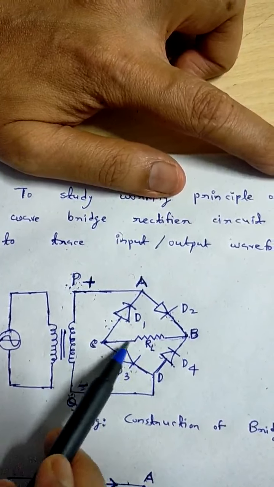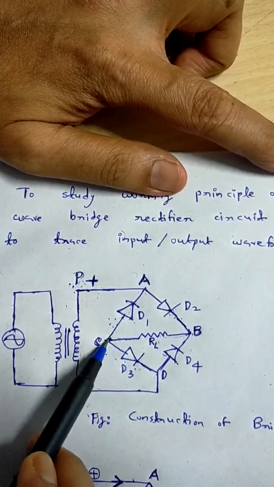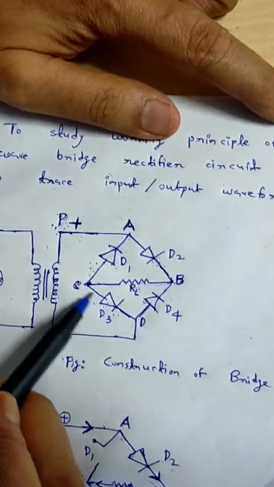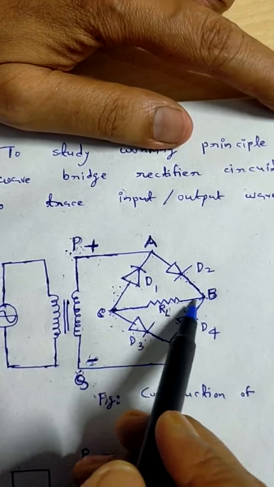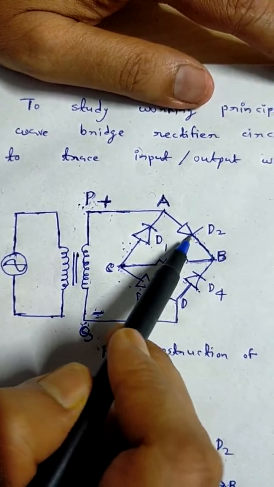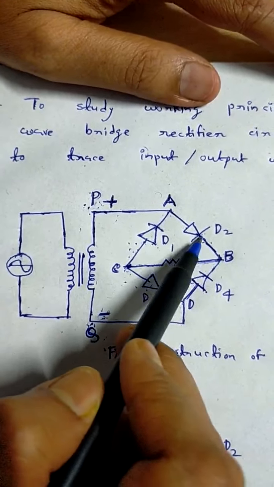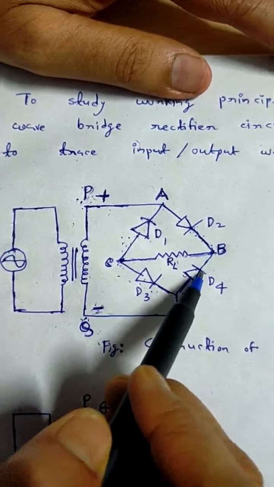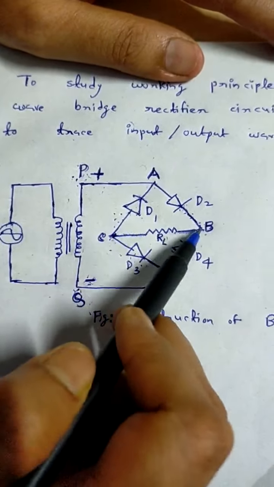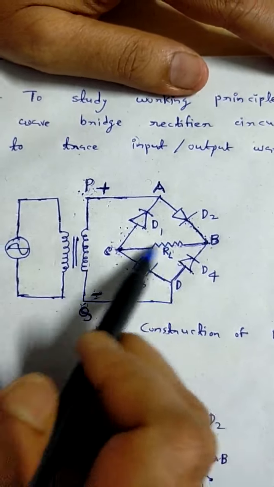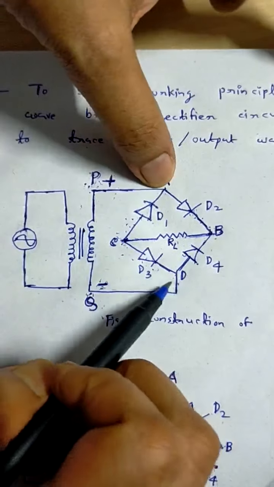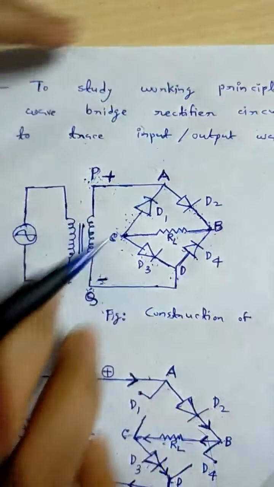See, this terminal of RL is connected here at the end C, and at the end C, the anode of diode D1 and the anode of diode D3 are connected. Another terminal of the load resistor is connected at the point B, and at this point B, the cathode of diode D2 and the cathode of diode D4 meet. So the load resistor should be connected between these diagonally opposite ends, and the AC signal should be connected between the other two diagonally opposite ends, A and D. This is also very important.